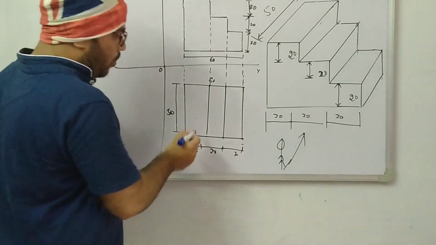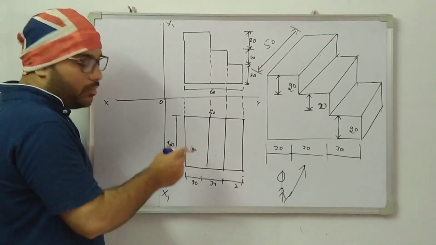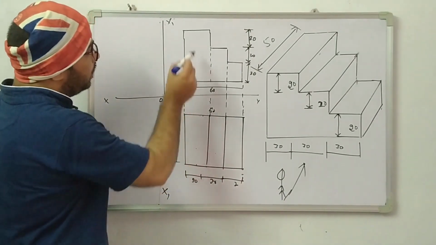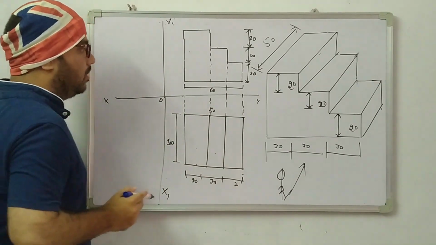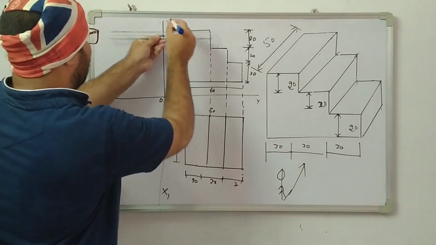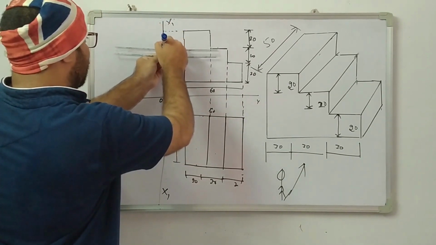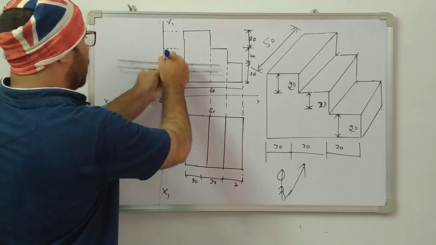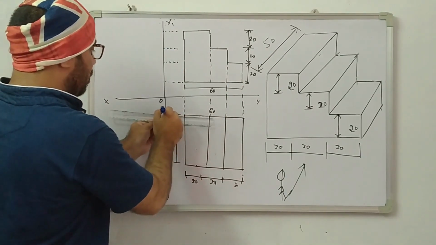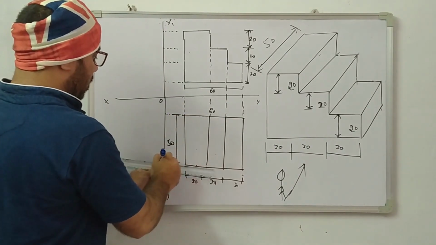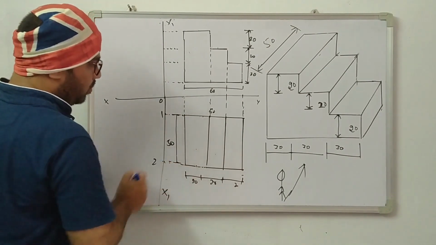Now how many horizontal lines are there here? 1 and 2. So in the top view 2 horizontal lines are there, and in the front view 1, 2, 3 horizontal lines and 4 horizontal lines are there. Simply we have to extend the 4 horizontal lines. Similarly here we have horizontal lines. Select this point as 1 and select this another horizontal as point 2.